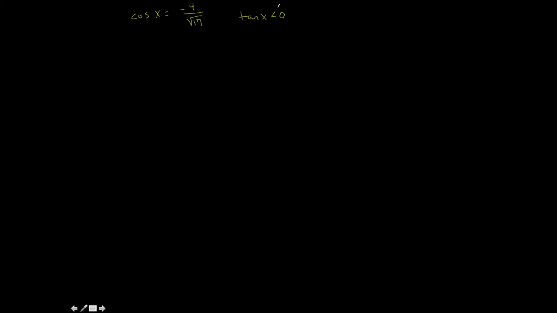Find the exact values of all the trig functions. Well, we know cosine, so we automatically know secant. So secant would be the negative square root of 17 over 4. That's not a problem. That's just a reciprocal. Now, the rest of them is where it gets a little dicey.